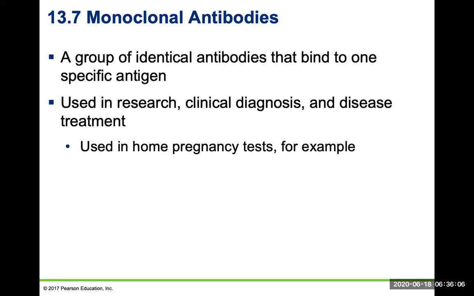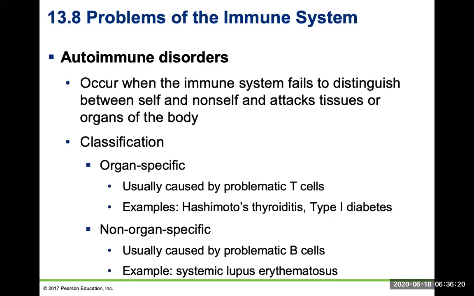Monoclonal antibodies are a group of identical antibodies that bind to one specific antigen. These are used in research, clinical diagnosis, and disease treatment. An example of this is what's used in a home pregnancy test.